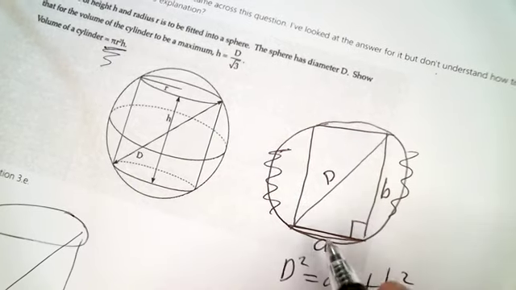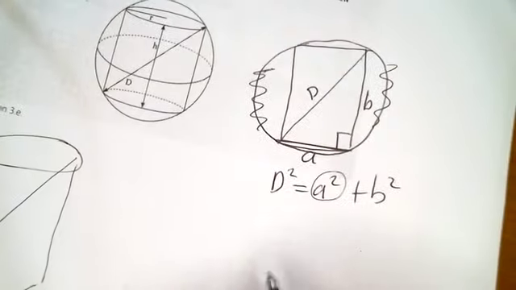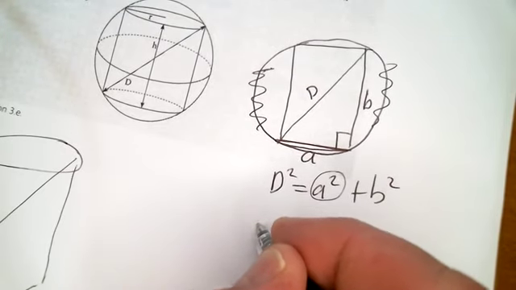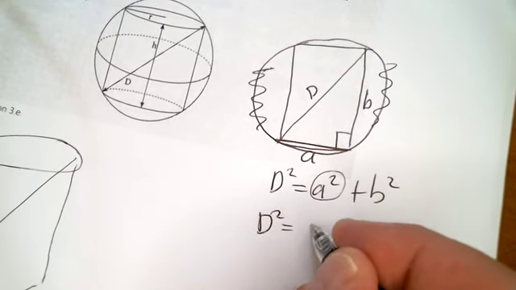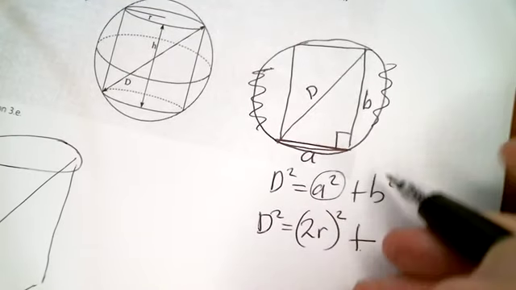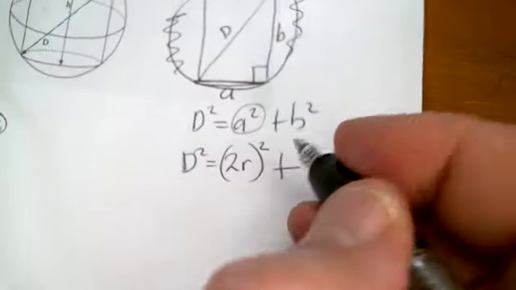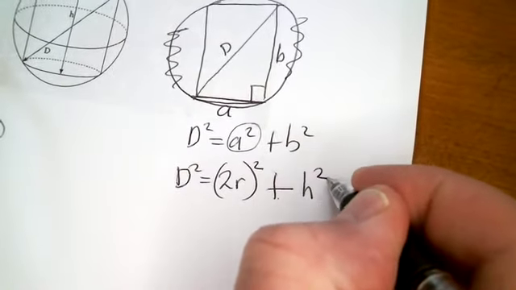Okay, so let's call this bit along the bottom here, this A bit, 2R. So we've got D squared is equal to 2R all squared, plus B, of course, which is the height. So I'm going to put height squared over here.